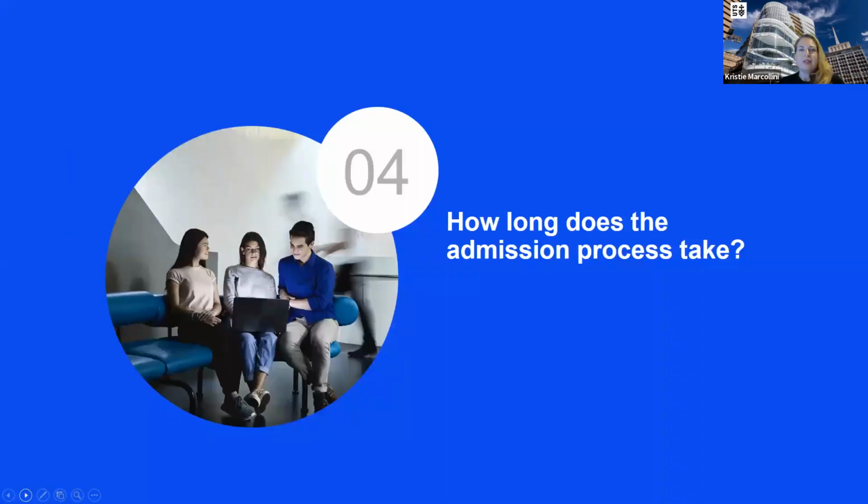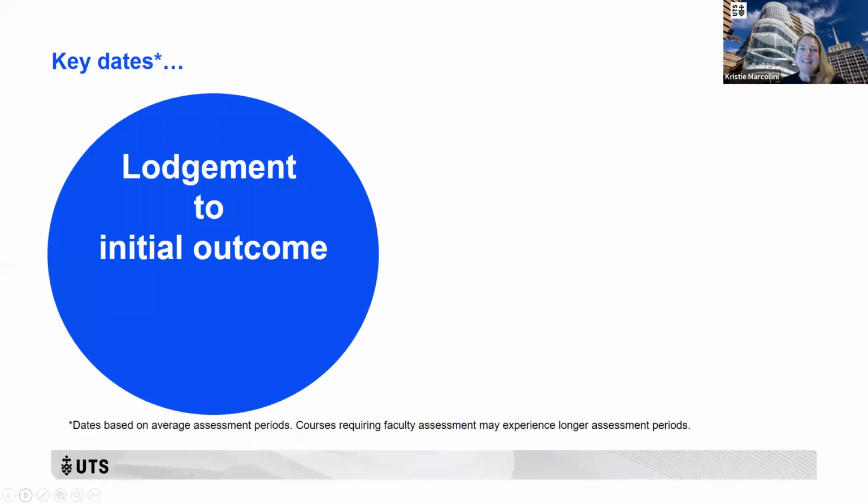All right, so how long does the admissions process take? Good question. How long is a piece of string, really? No, basically, once you've lodged your application to UTS, the initial outcome should be within 1 to 2 weeks. So at the moment, I think the average is 2 weeks, just because we've received a high volume of applications recently. But we do aim to give you an outcome between 1 and 2 weeks.